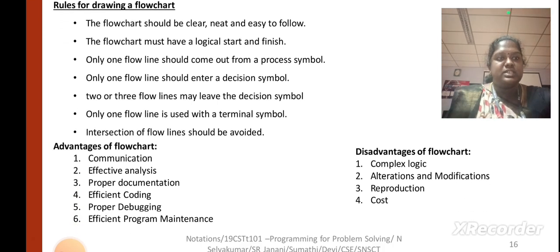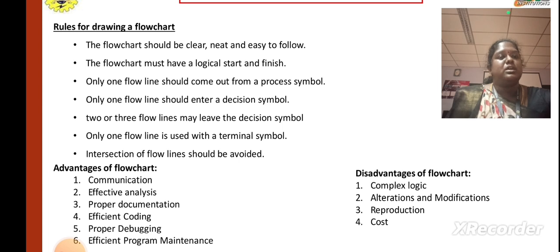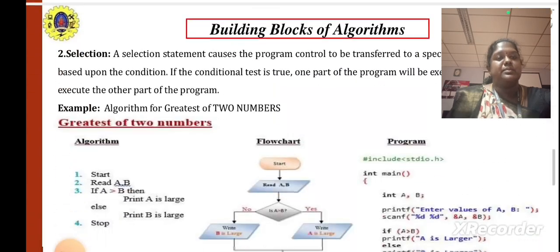Advantages of flowchart and disadvantages of flowchart. Advantages of flowchart are communication, effective analysis, proper documentation, efficient coding, proper debugging, and efficient program maintenance. And then the disadvantages of flowchart are complex logic, alteration and modification, reproduction, cost, etc.